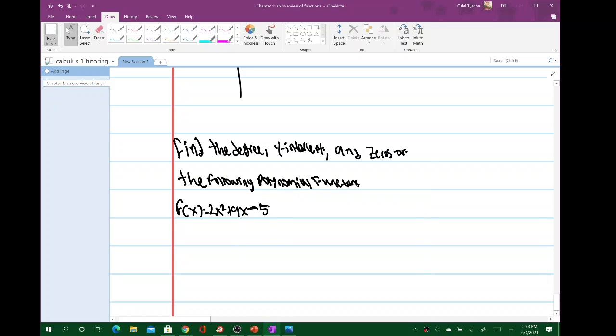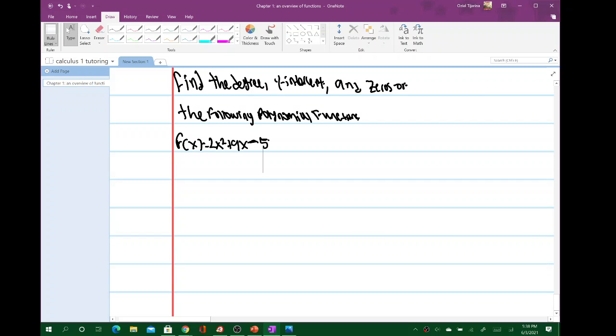Okay, so for this next part, it says find the degree, y-intercept, and zeros of the following polynomial functions. Obviously the degree of this function is the highest exponent. So for the one that we're starting with, the highest power of x is what it is. The degree of this one is 2. Now the y-intercept.